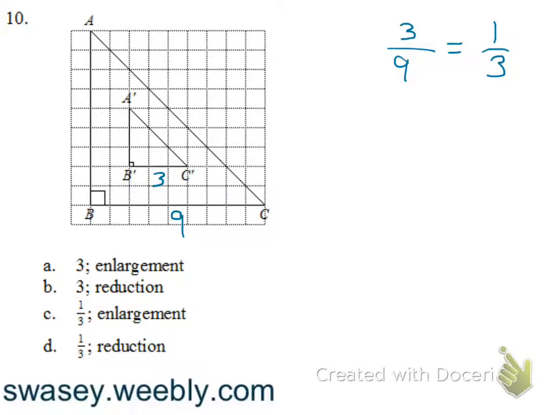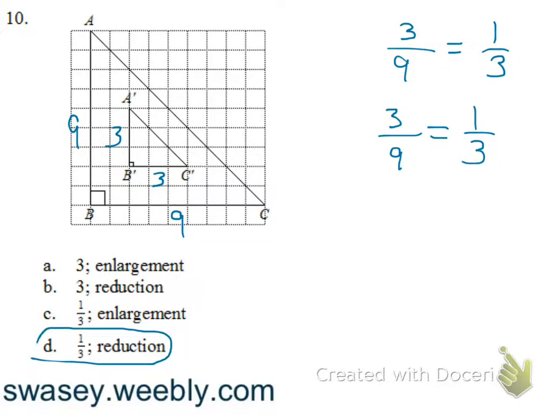If we do that for AB as well, A prime, B prime is 3, and then AB is also 9, so 3 over 9 again simplifies to 1/3. So if your scale factor is less than 1, then that means it's a reduction. The original got smaller when you did the scale factor, when you came up with the new one.